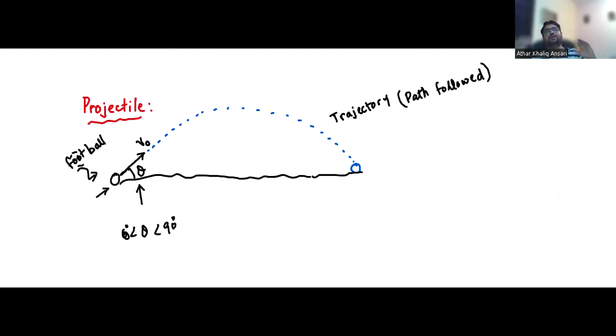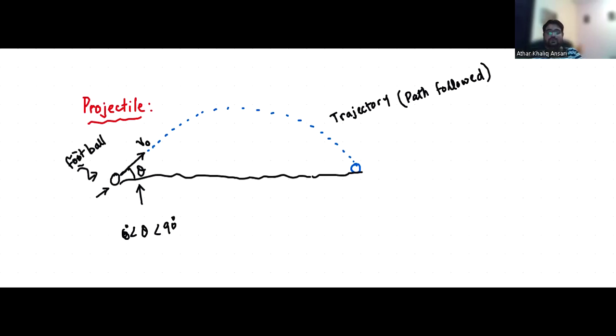Similarly, when you throw a basketball toward the basket, it also travels in the same way. A cannon shell also moves in this way. So all the objects that move in two dimensions under gravity are named as projectiles.